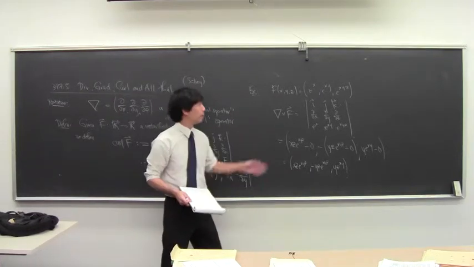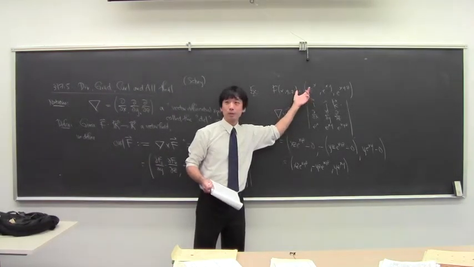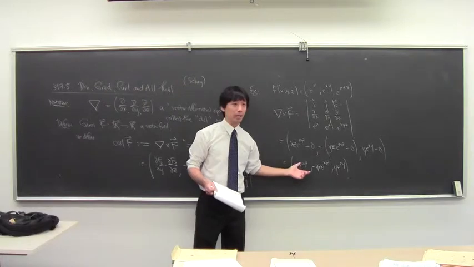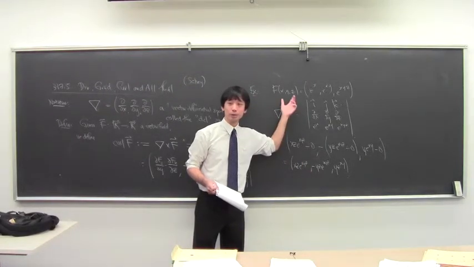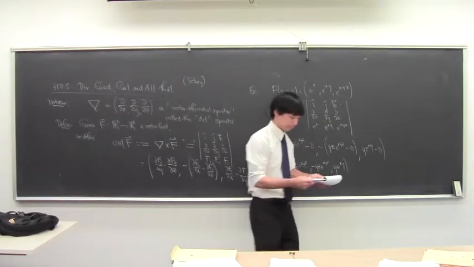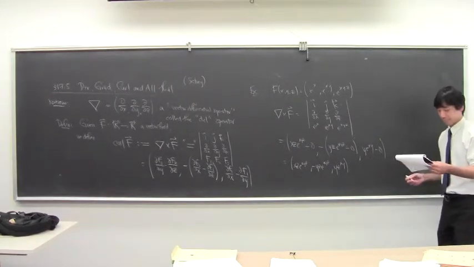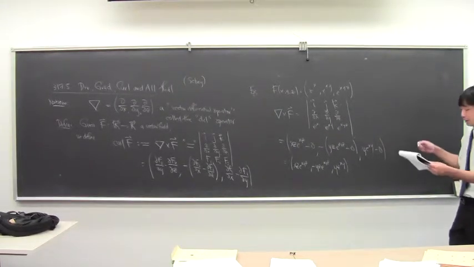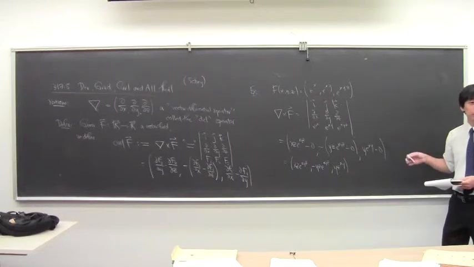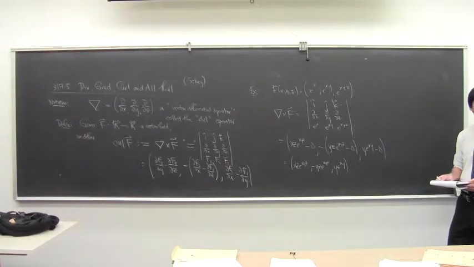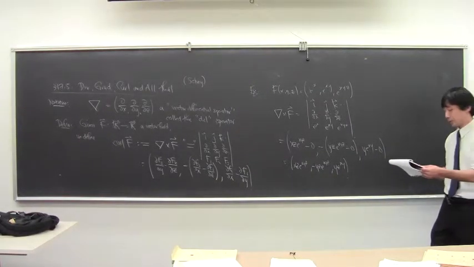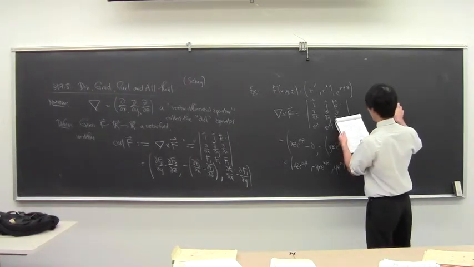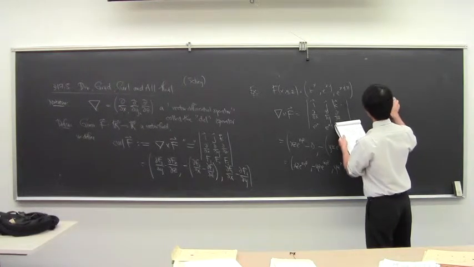So from one vector field, you get another vector field, and this is called the curl of the first one. Any questions on how that's calculated? Pretty simple, right? You just have to remember it.